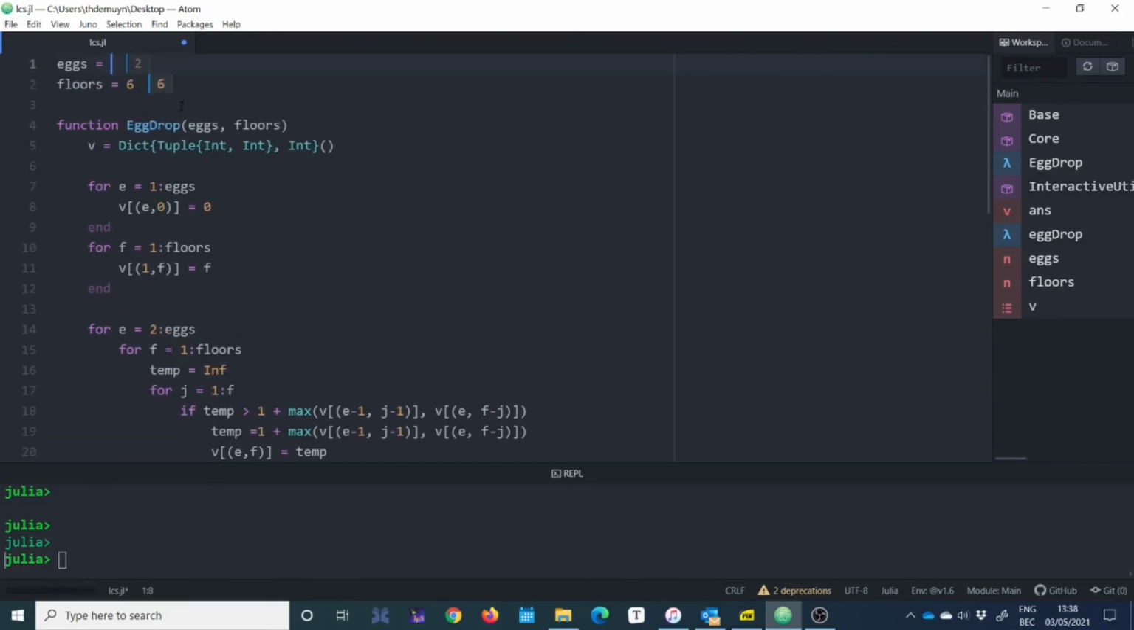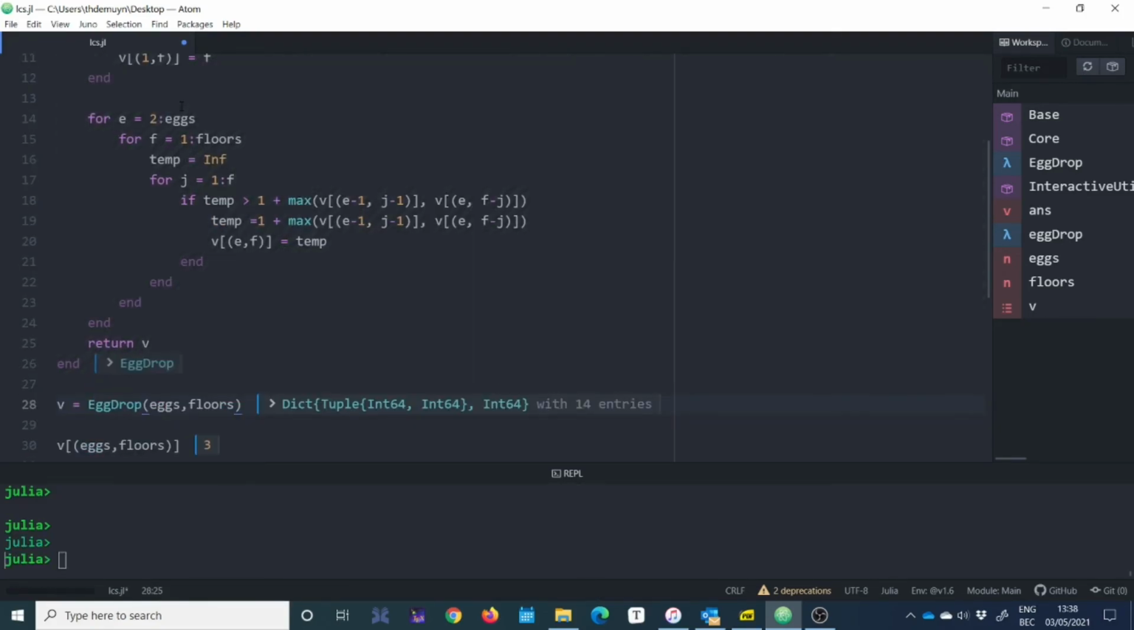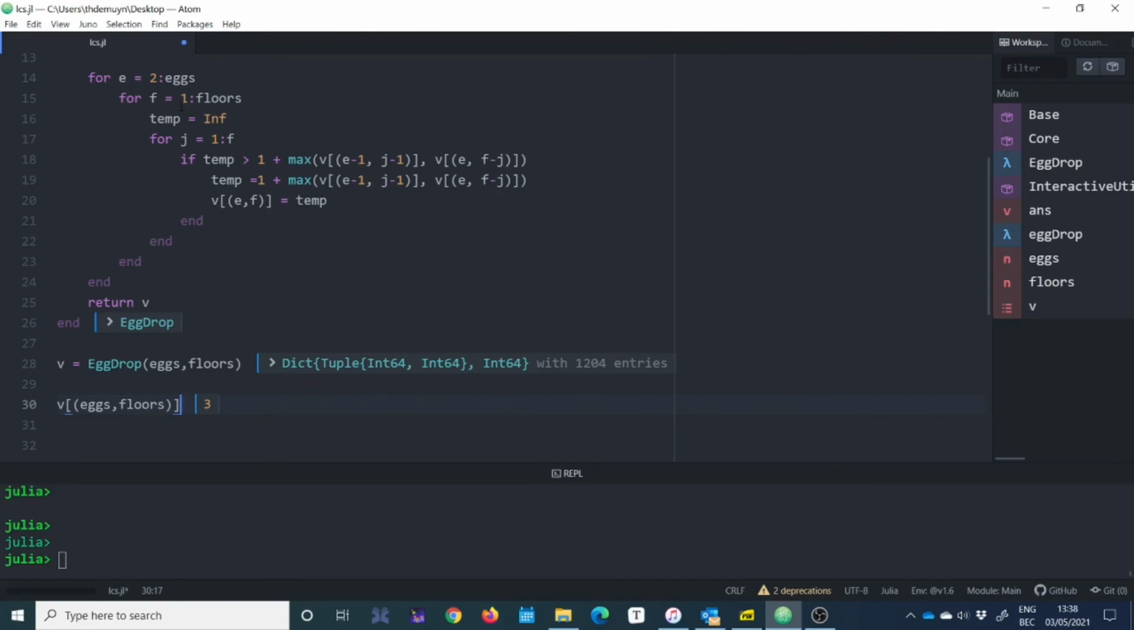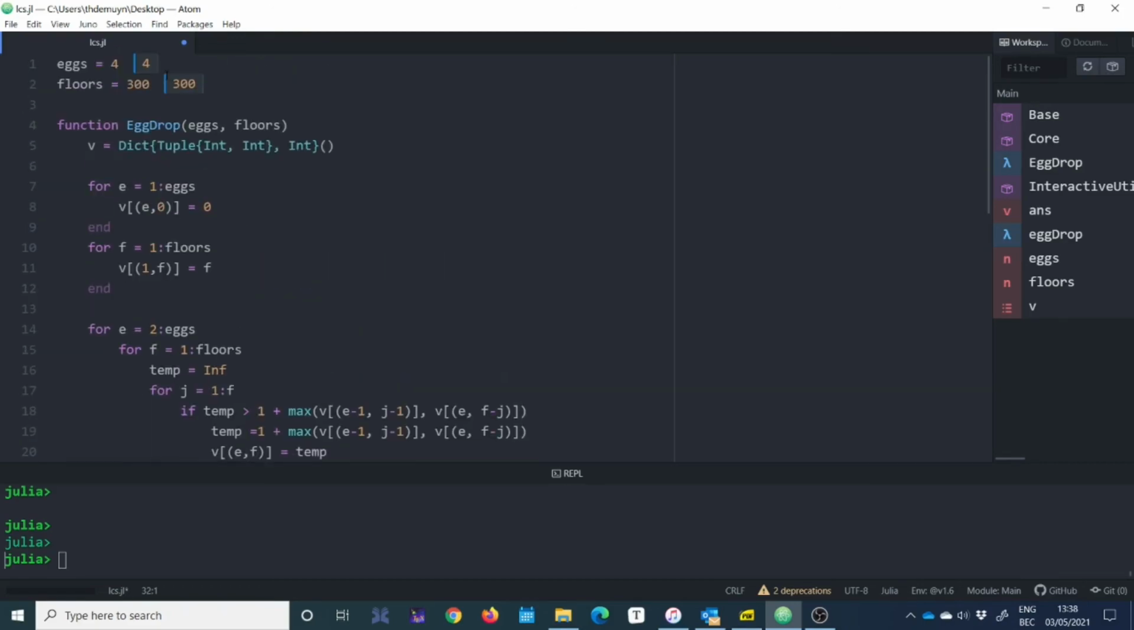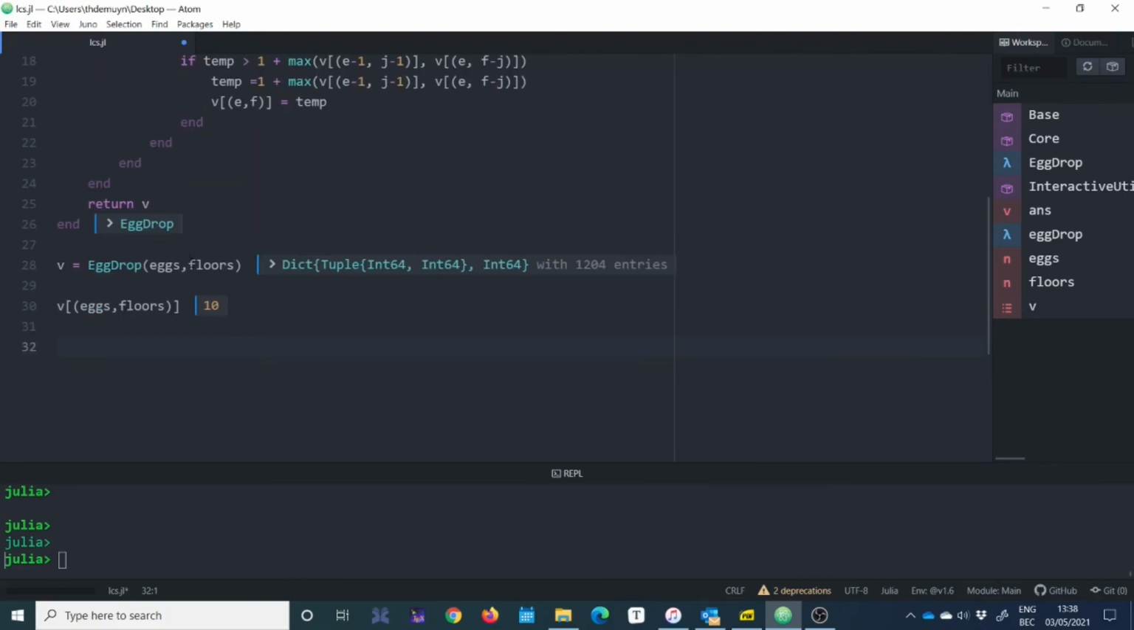So for example, if I would have 4 eggs and let's be ambitious, 300 floors. This is a huge building. Right, I can run it, it runs. I need 10 trials at least to determine the number of critical floors. Although I have 300 floors, right, which is quite high. So this number doesn't grow that fast in the number of floors.